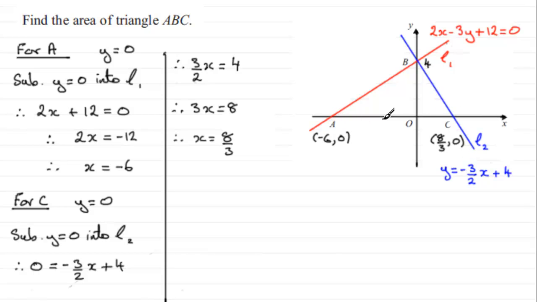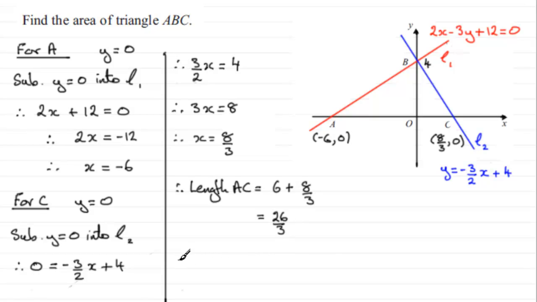So we can easily get that length AC. We can say therefore the length AC equals, well, we've got 6 units that way, so we don't write minus 6, so we've got 6 that way plus the distance from O to C, which is 8/3. And so if we change this to 18/3, 18/3 plus another 8/3 is going to be 26/3.